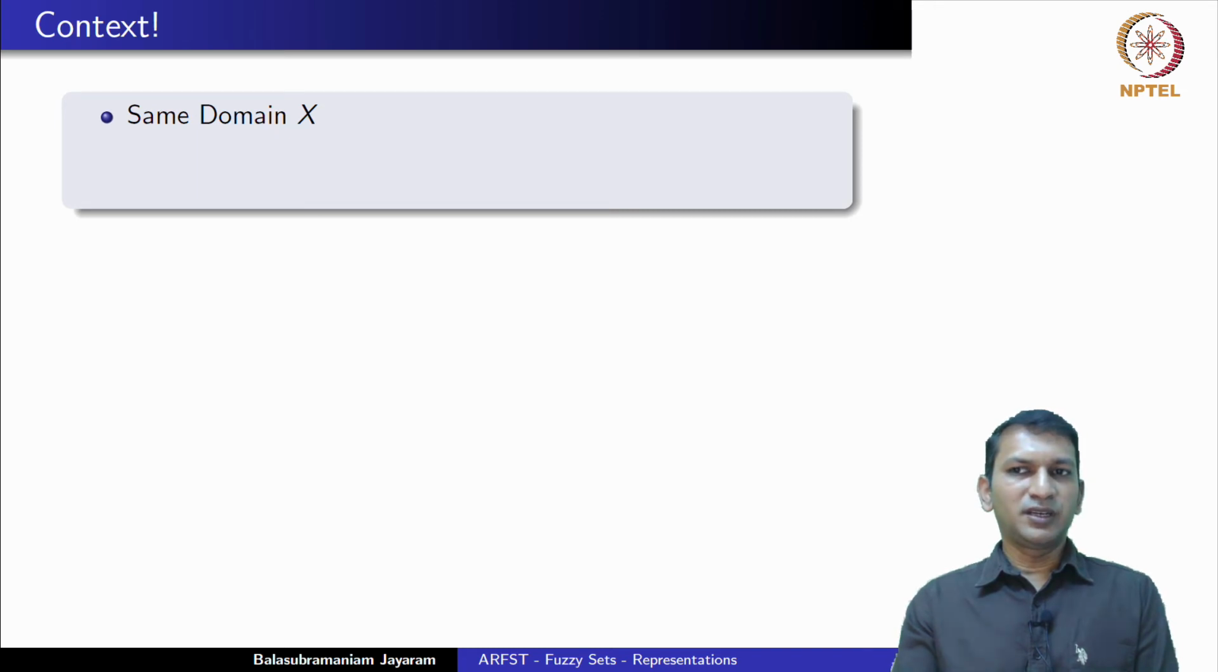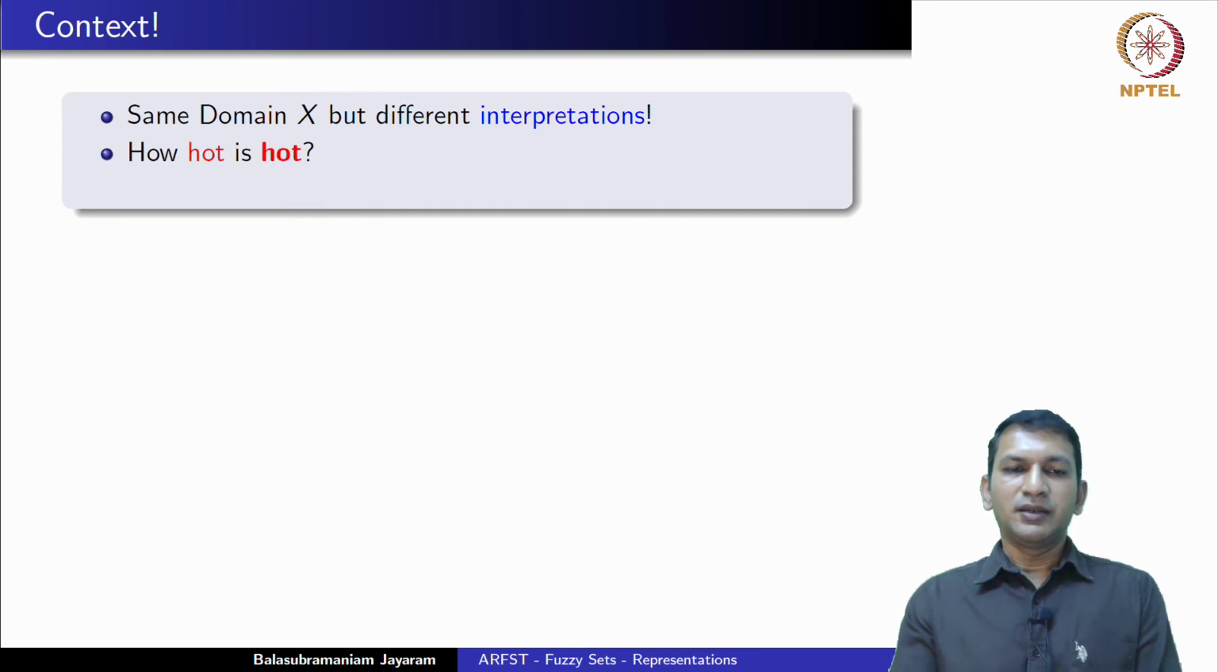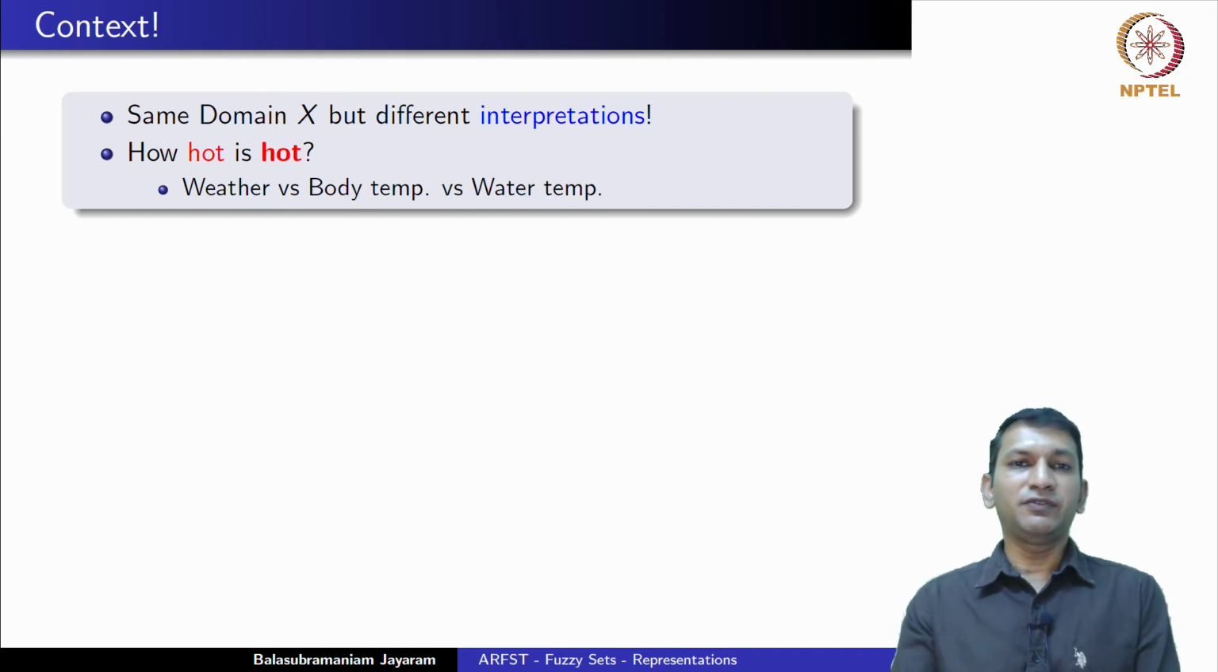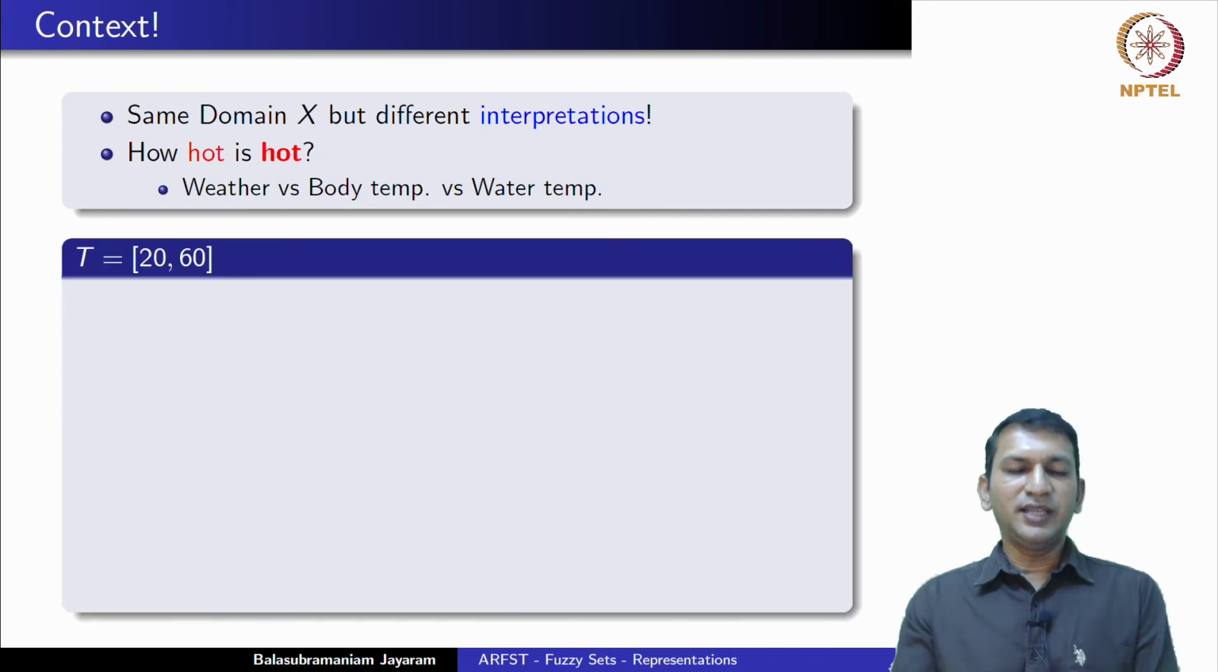Let us, for the moment, consider three different interpretations, but all on the same domain. Consider the concept hot. Now, what we understand by hotness or being hot varies depending on whether we are talking about weather, like the climate, day-to-day weather, or if you are referring to somebody's body temperature, or if you are referring to the temperature of water. Let's fix the domain to be the interval 20 to 60. So now we are going to consider temperatures in centigrade between 20 and 60.